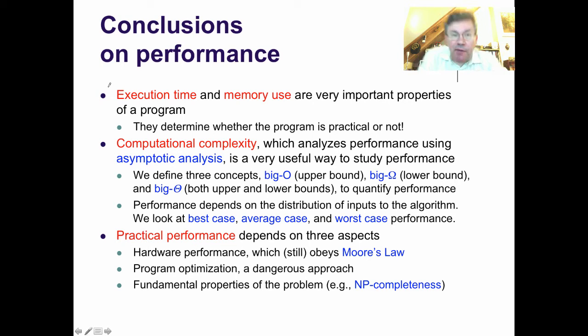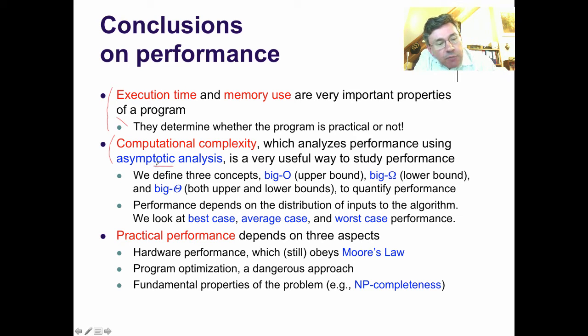Now let me summarize all we've seen on performance. First of all, we've seen that execution time and memory use are very important properties. They connect the abstract execution of the machine to the real world, so they determine whether a program is practical or not. And in order to reason about that, we've introduced an approach called computational complexity.